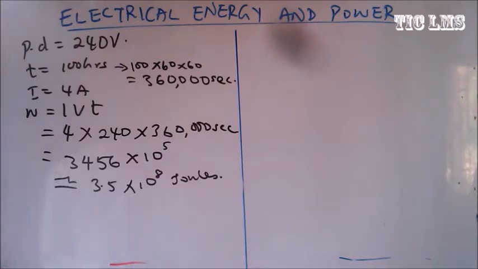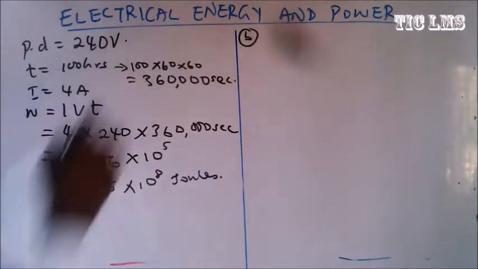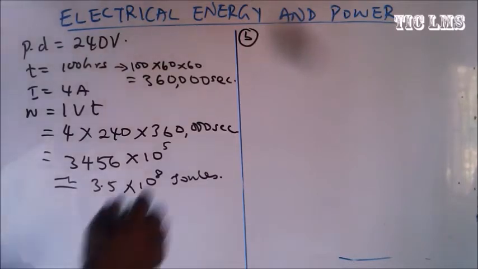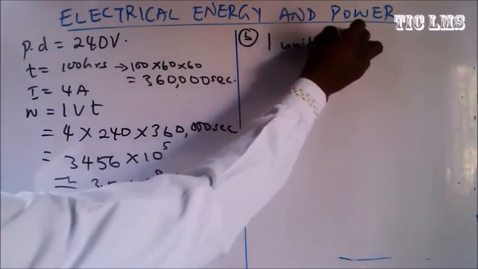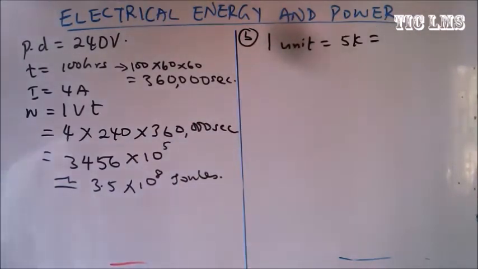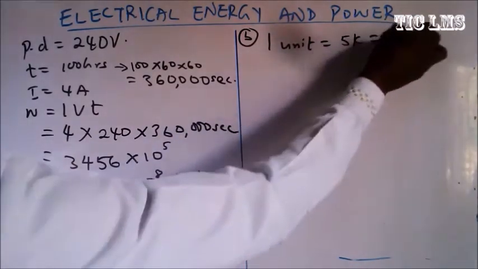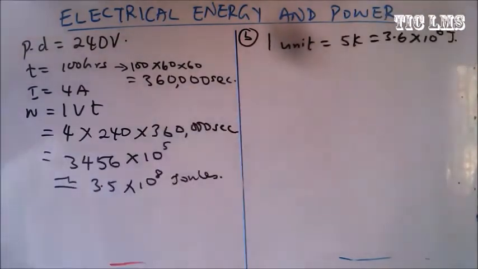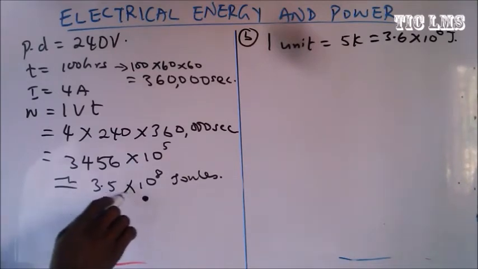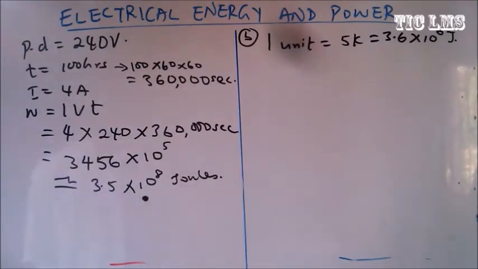consumed. Now the second part of the question says that we should find the cost to operate the fan. So if we sell at 5 kobo per unit. Worthy of note in this question is the fact that we're told 1 unit equals 5 kobo. And this same 1 unit is equal to 3.6 times 10 raised per 6 joules. So in this question, we want to find the cost of 3.5 times 10 raised per 8 joules.